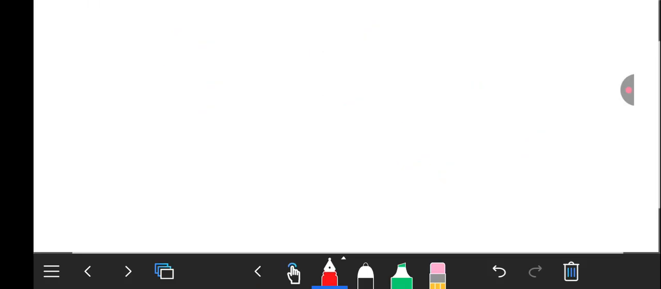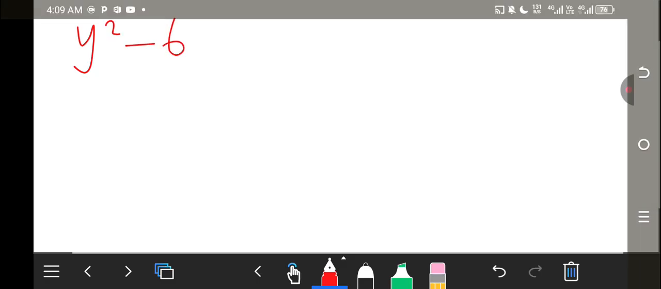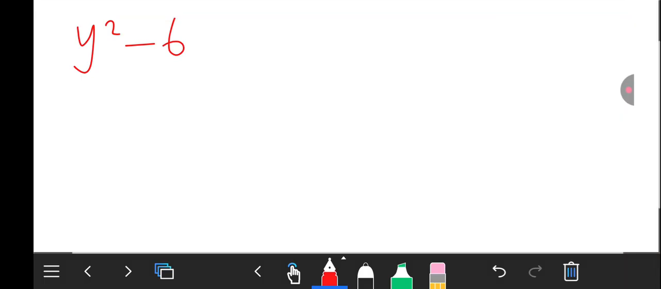So that's what we have. It will be y squared minus 6, where there was 2 to the power x we substitute y, then minus 16 is equal to 0. At this point, you can find the product. This is a quadratic equation.